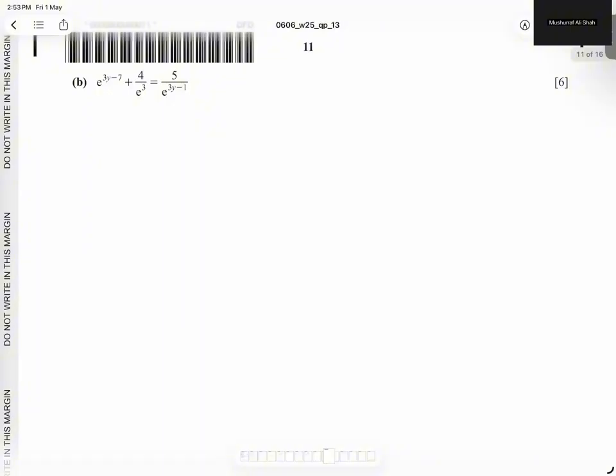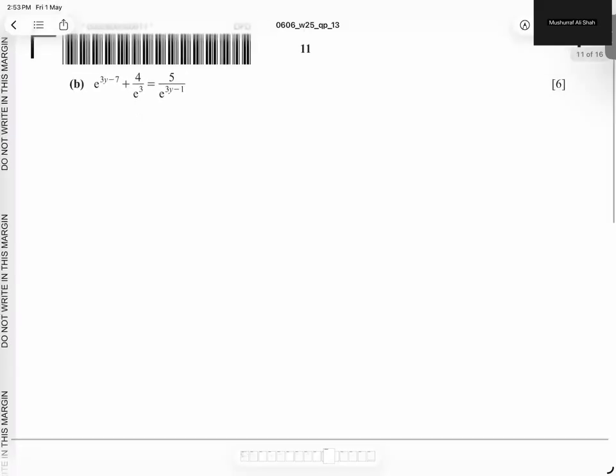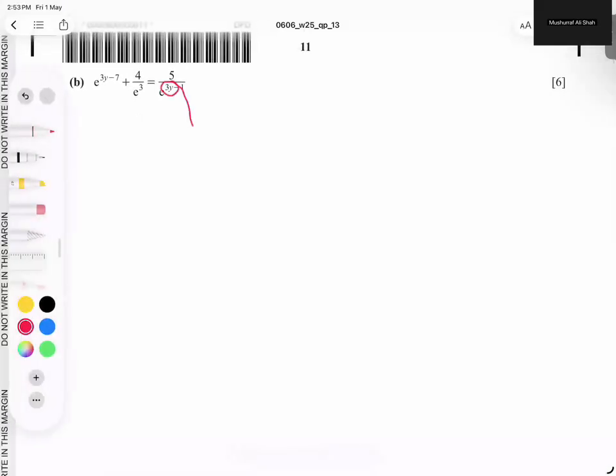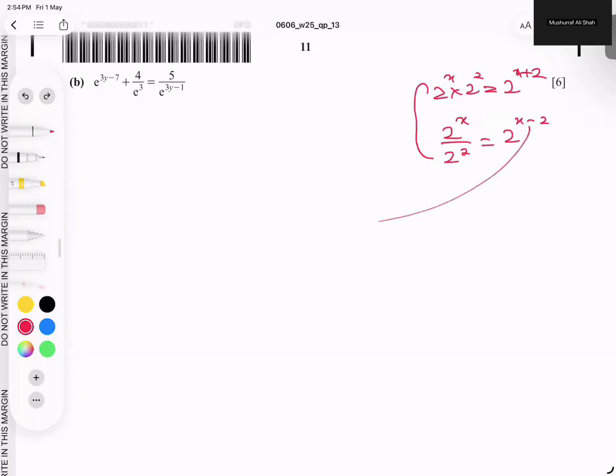Same question number, but now the B part, students. What is the condition we have? We can see this is e to power 3y and e to power 3y. Students, do you know, if I say 2 to power x into 2 to power 2, what do we write? 2 to power x plus 2. But if you have 2 to power x over 2 to power 2, then we write 2 to power x minus 2. So plus means multiply and minus means divide. The same rule I'm applying in this condition, because this minus sign is there.